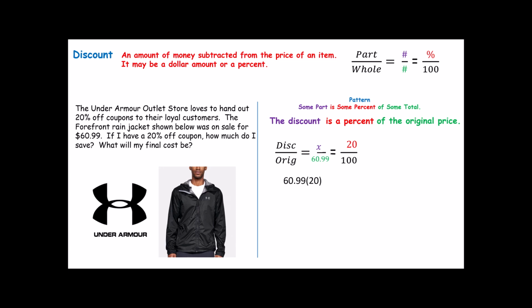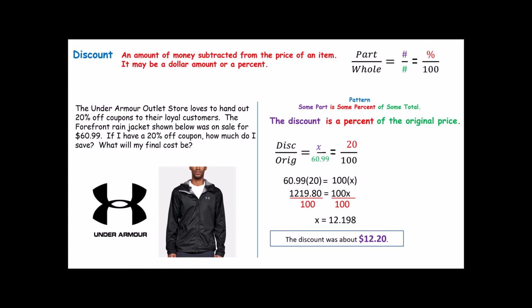The rest is simply a matter of cross-multiplying using your means extremes property. Notice that unlike in the previous video, I'm not drawing the circles there. As we get better and better at this, we won't necessarily need to do that. I did my $60.99 times 20. I still have this times 100, so I'm going to divide both sides by 100, and you get $12.20. That's the amount of your discount.